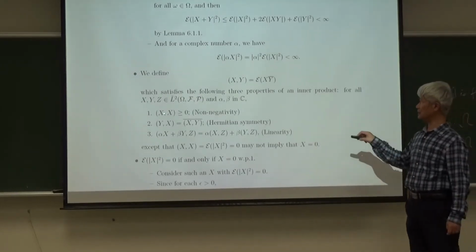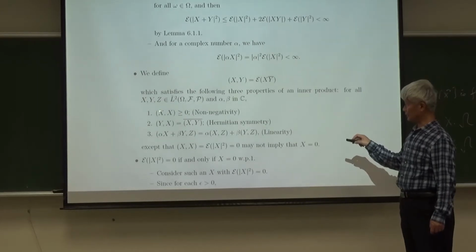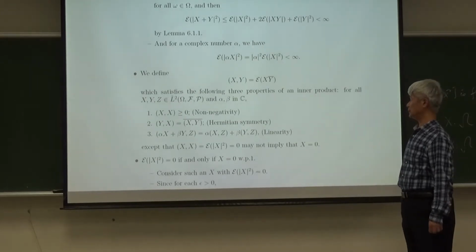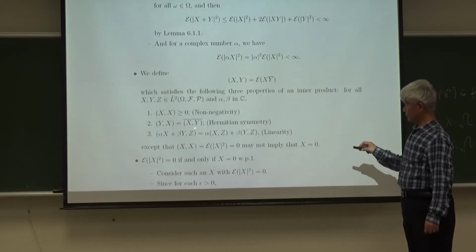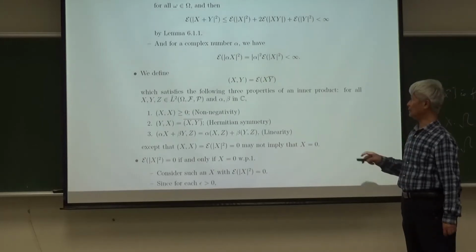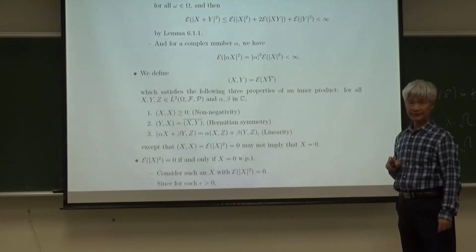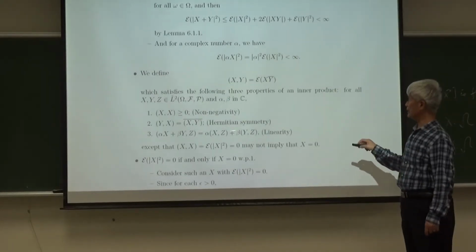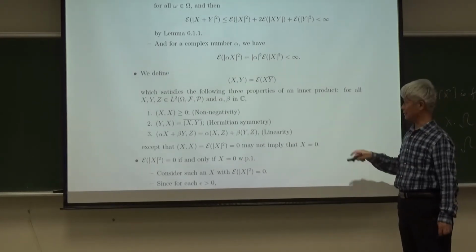The first one is non-negativity: for any random variable x, the inner product of x with itself must be greater than or equal to 0. The second one is Hermitian symmetry: if you change the order of x and y, then you take the complex conjugate. The third one is that for the first argument x, it is linear. This is by linearity of the expectation.